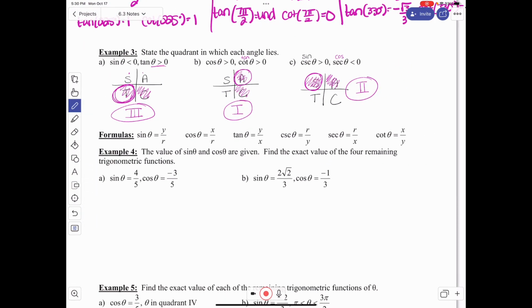Finding the value of something that would not be on the trig chart. Okay, so we have these formulas. Sine is y over r. Cosine is x over r. Tangent is y over x. Cosecant is r over y. Secant is r over x. Cotangent is x over y.